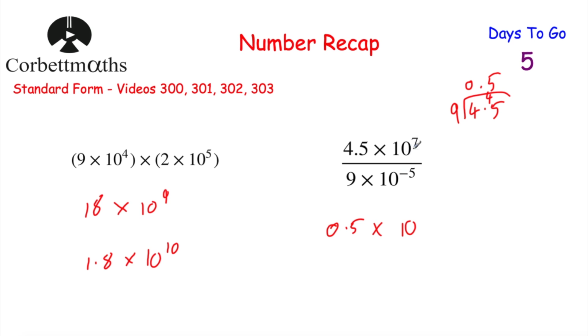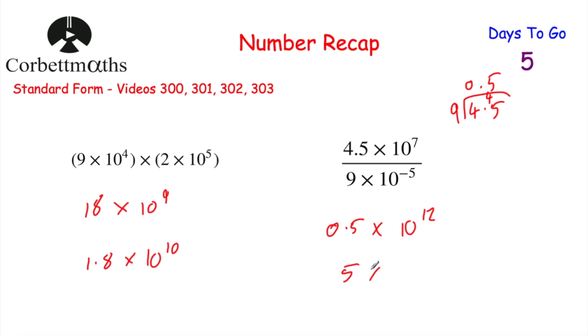and now here we've got 10 to the power of 7 divided by 10 to the power of negative 5. I remember whenever we're dividing things with the same base, we take away the powers. So we've got 7 take away minus 5. So we've got 7 minus negative 5. And when we subtract the negative, well, we're adding, so we're going to do 7 plus 5, so that's going to be 12. So we'd have 0.5 times 10 to the power of 12, but this isn't in standard form because this number is not bigger than or equal to 1.